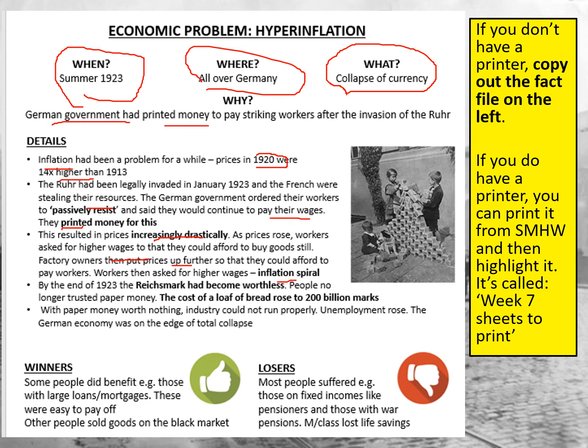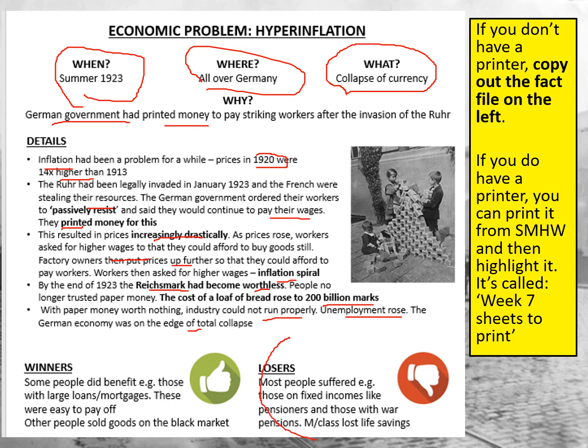Now, by the end of 1923, the Reichsmark, that's the German currency, had become completely worthless. People no longer had any trust in their paper money. We talked about before the fact that a loaf of bread now costs 200 billion marks. They were having to print trillion mark notes as well to try and keep up. And with paper money worth nothing, industry couldn't run properly, there's unemployment, and essentially the German economy was on the edge of total collapse.